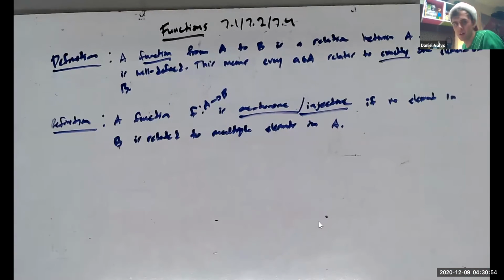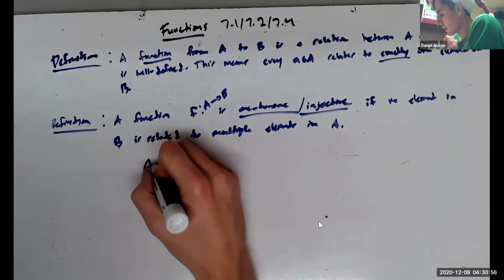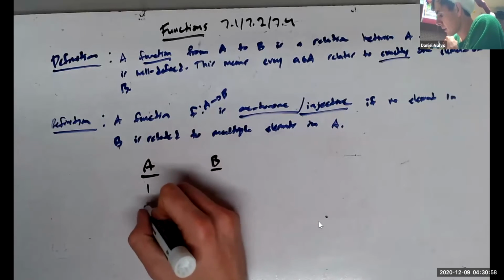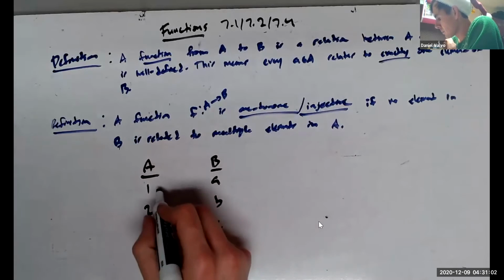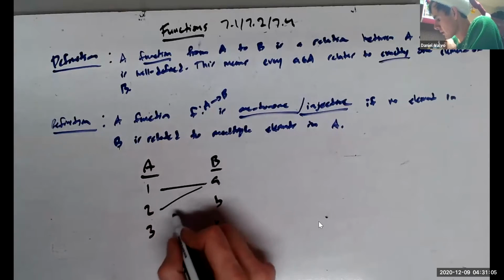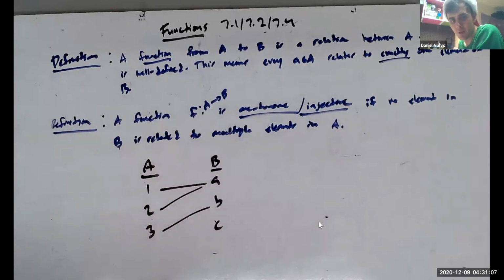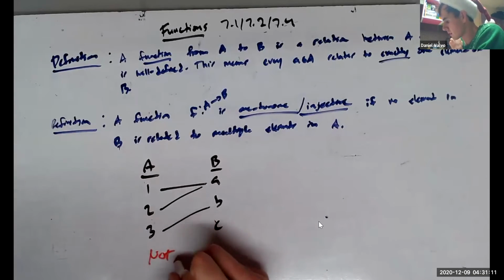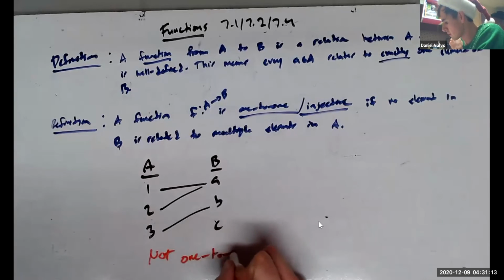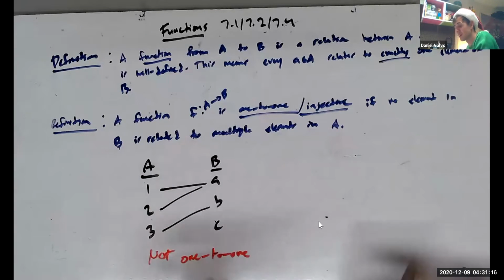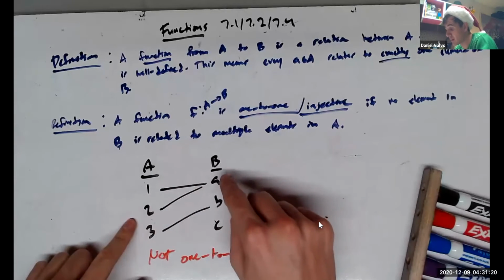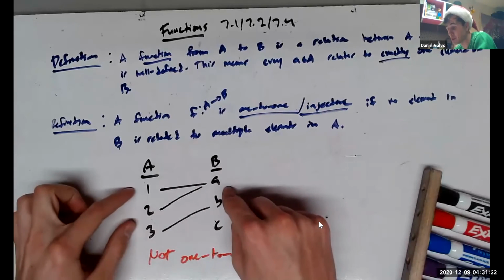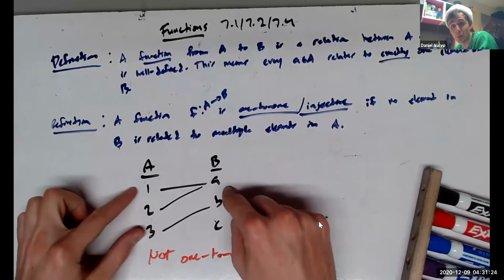So real simple. If we have A here, we have B here, and we have 1, 2, 3, A, B, C. This function right here is not one-to-one. It's not one-to-one because 1 maps to A and 2 maps to A. So this element A is mapped to 2 elements in our domain. So that's no good.